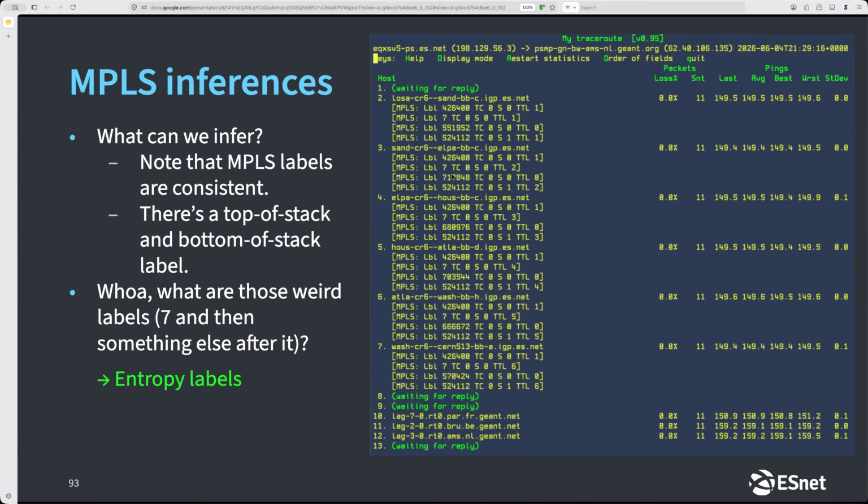Exactly, that's an entropy label. So 7 is a label that says if you see a 7, the next label is going to be an entropy label. Why would you use entropy labels? It allows you to do better, more robust ECMP hashing. That's exactly why we're doing it. Okay.